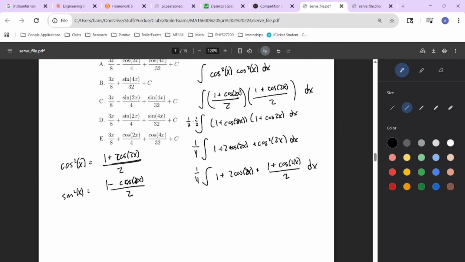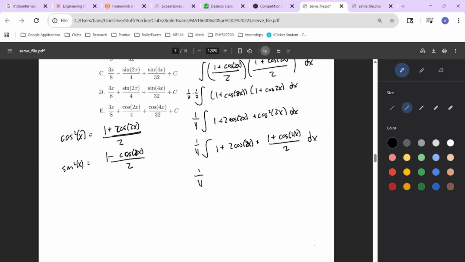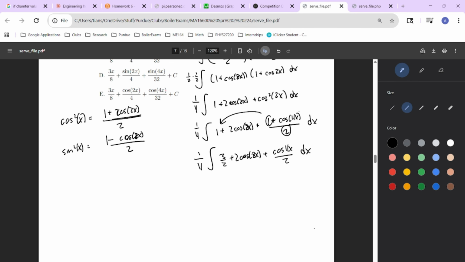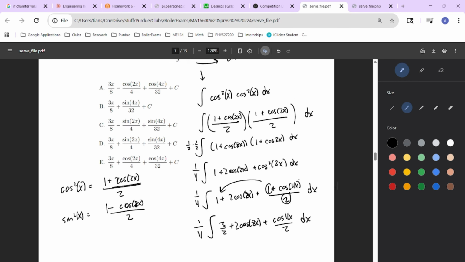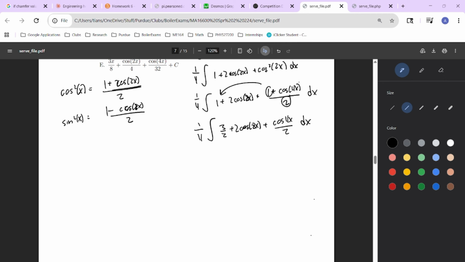And then this would become 1/4, 3/2. I pull out a 1/2 from here and put it back into here, plus 2 cosine of 2x plus cosine of 4x over 2, dx. And this just becomes a simple integration problem. That would become 3 over 8 x.